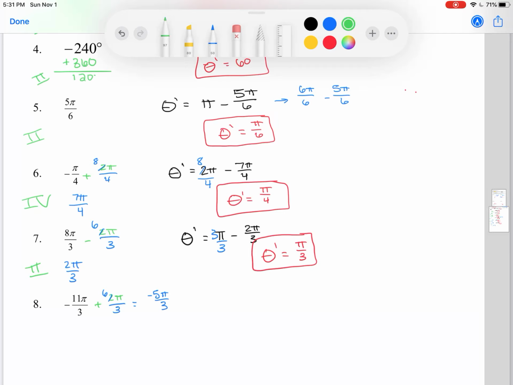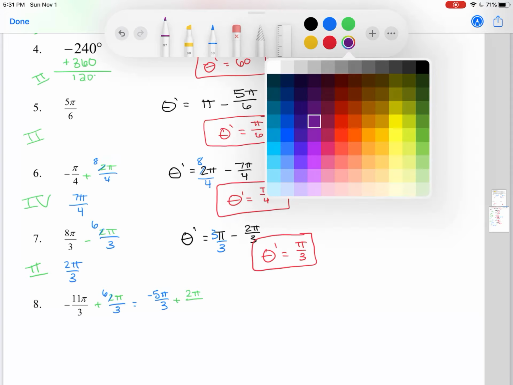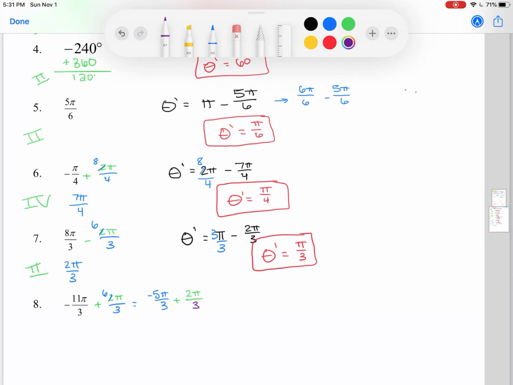Last but not least, negative 11 pi over 3. This one's negative. Of course, I don't like negatives, so I'm going to add a full rotation. See what happens. Get the same denominators here. That leaves me with negative 5 pi over 3. That's still negative. I don't like that, so I'm going to add another rotation.